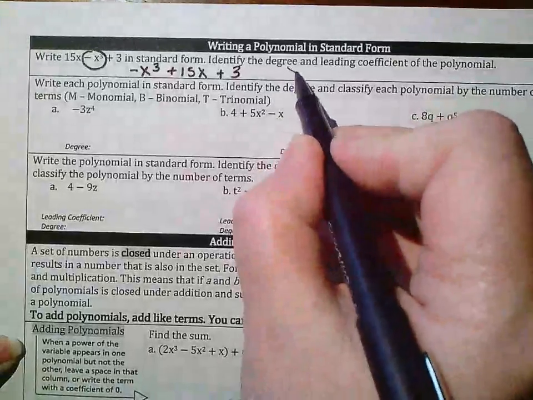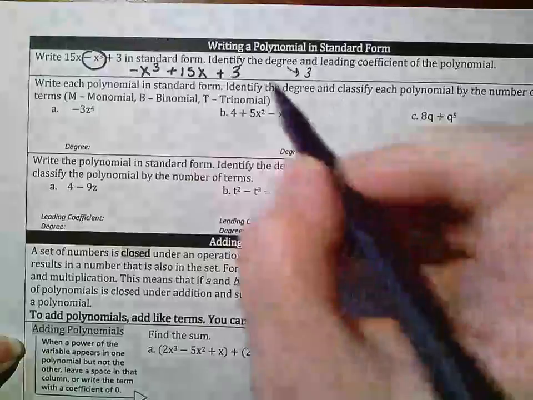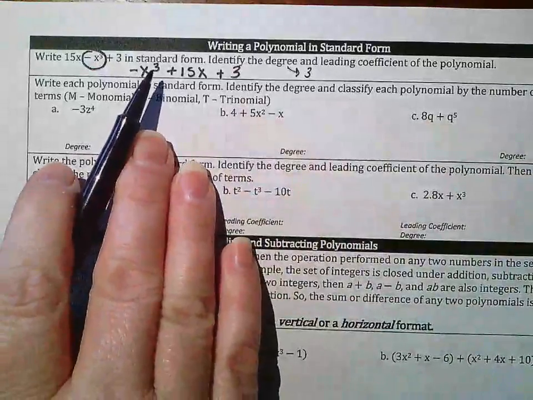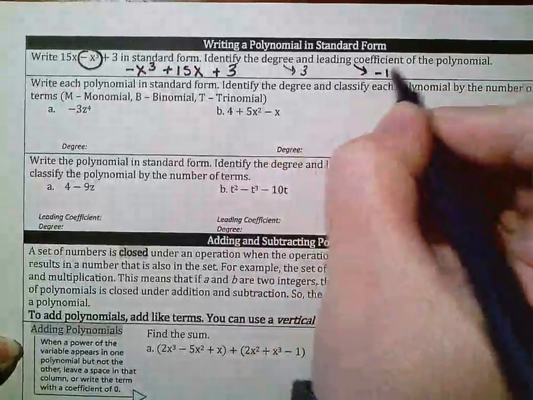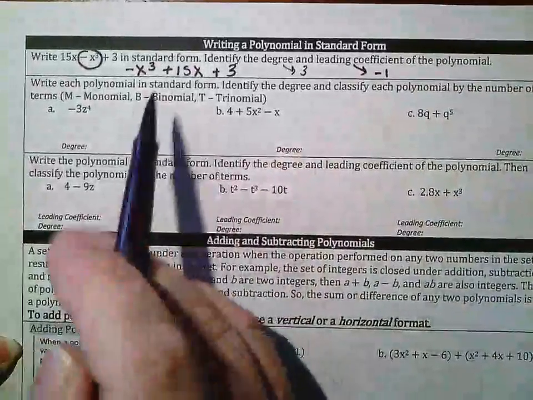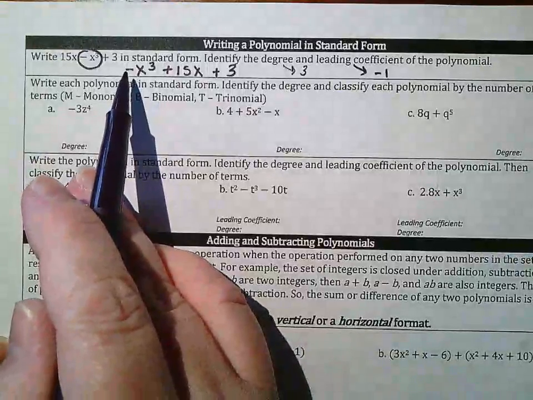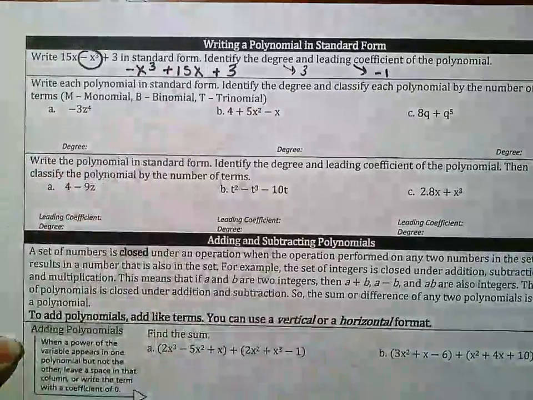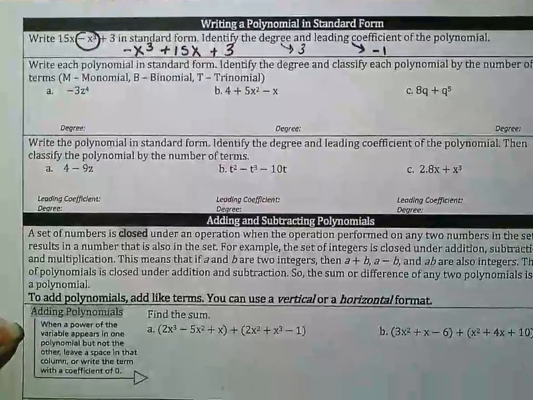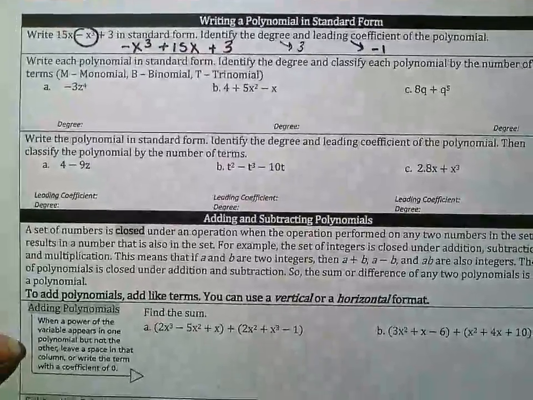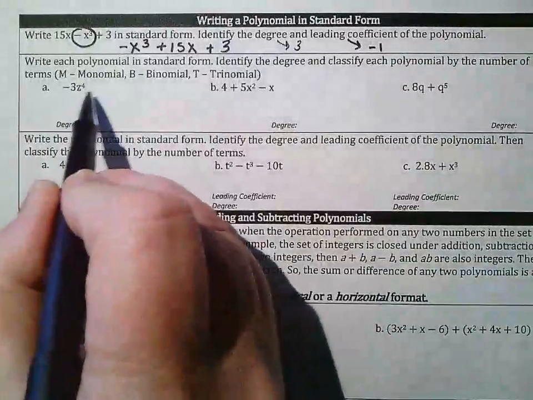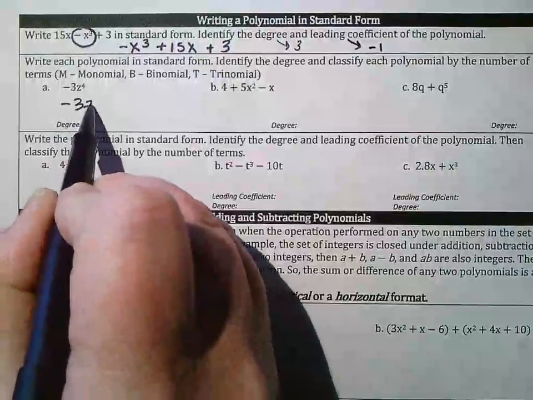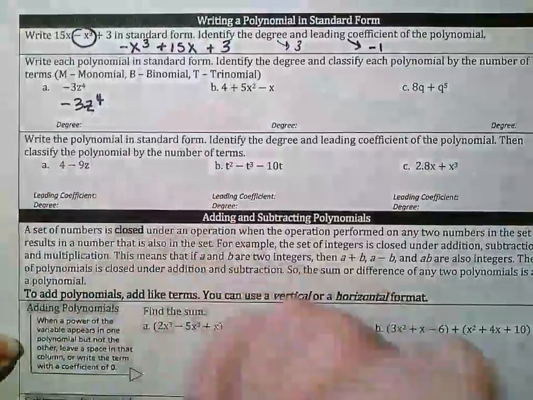Now the degree is 3, the highest one right here. And the leading coefficient is negative 1. There's always a 1 in front of here, but in this case there's a negative as well. So that's going to be a negative 1. When you write these in standard form, always largest to smallest. So there's nothing else to write here. It is in standard form. I will rewrite it just for the sake of doing that though.